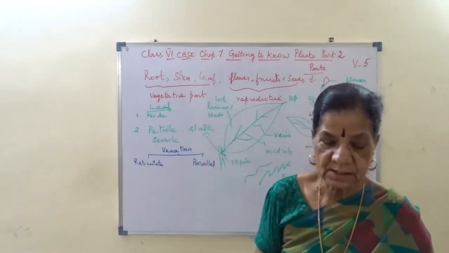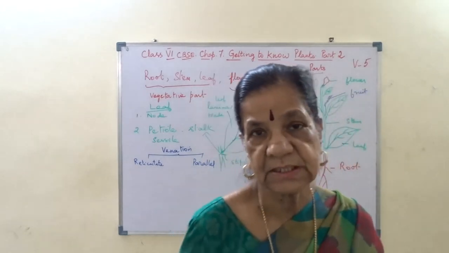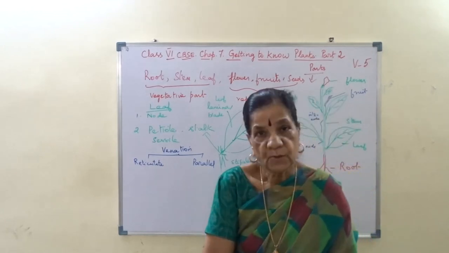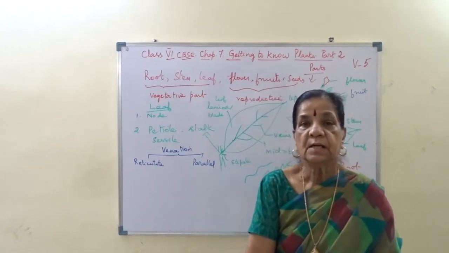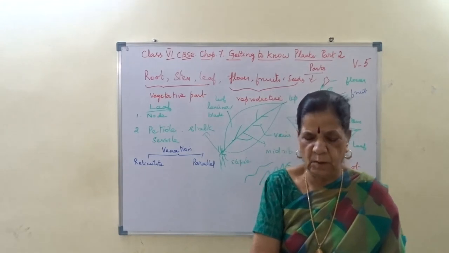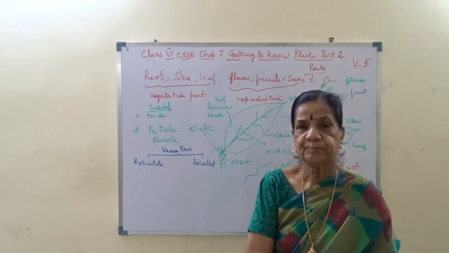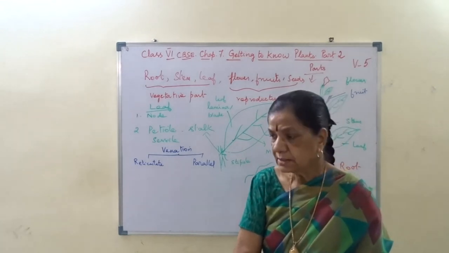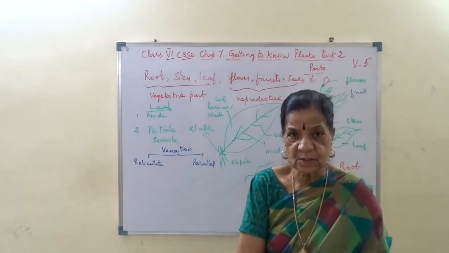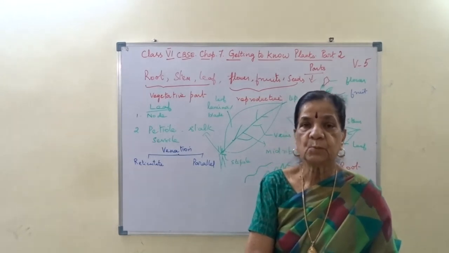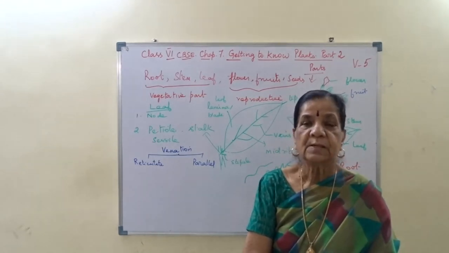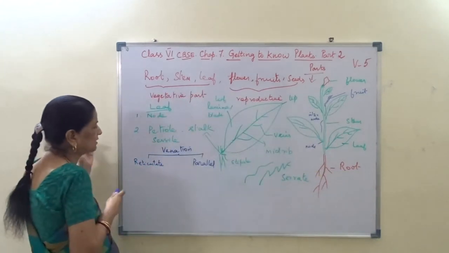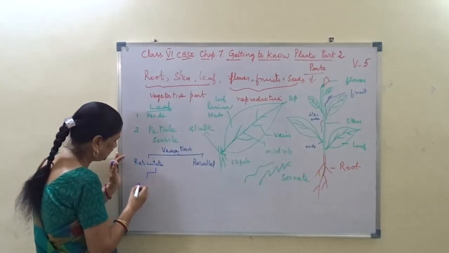Veins running parallel is parallel venation. A network of veins forms reticulate venation, and when the veins are running parallel, it is known as parallel venation. Dicots have reticulate venation, and monocots have parallel venation.